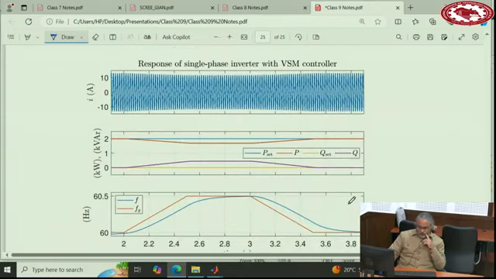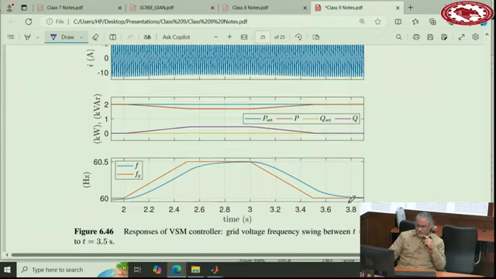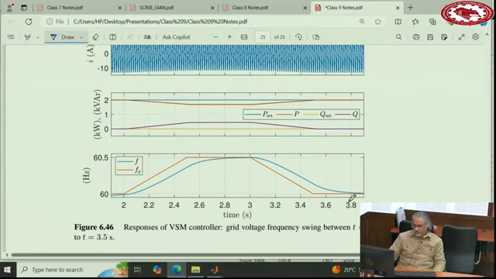This scenario now wants to show the grid support function for this converter. I think only 2 minutes, I will finish this one. So here is when the grid frequency changes, goes up, down. So this is a disturbance on the grid frequency. The frequency goes up, the converter reduces its power. And then when the frequency goes down, it increases its power.